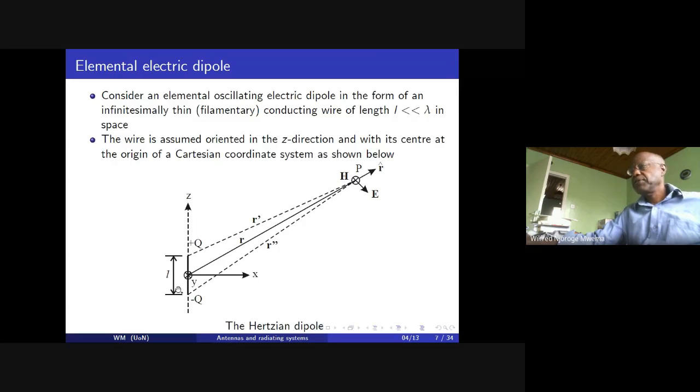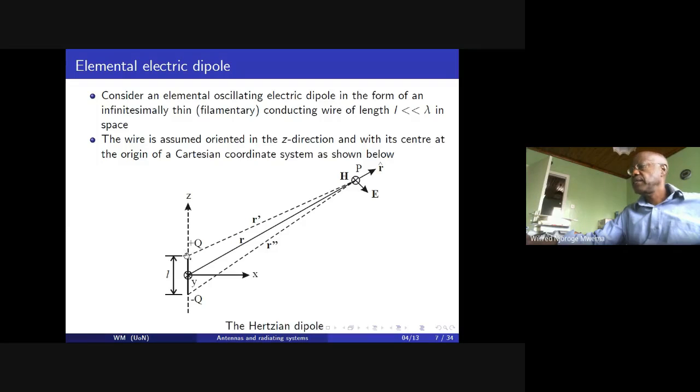So our elemental current element is chosen to be oriented in the positive z direction, or along the z axis, and we are looking at x pointing to the right, and y is therefore pointing into the board, or into the screen, so to speak. Now, the distance from the center of the wire to the field point is given by the vector r. So r is the position vector of the field point from the center of the wire, which we are taking as the origin of the Cartesian coordinate system.